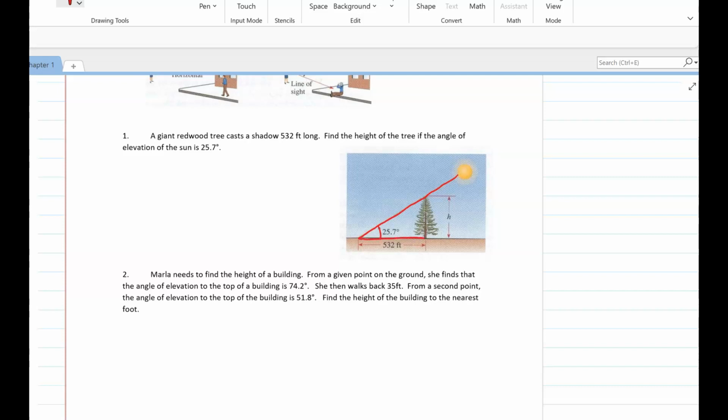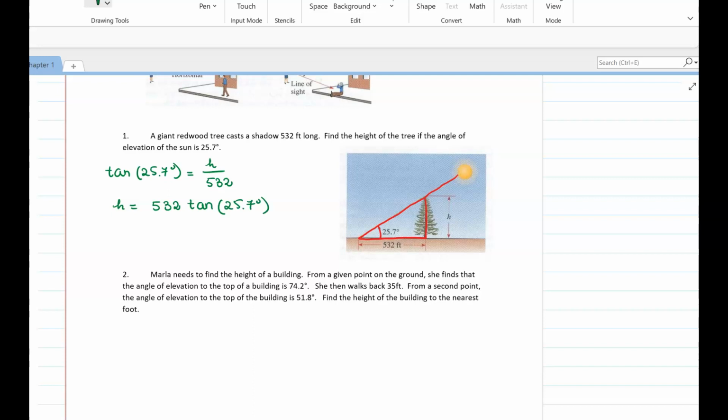We make a triangle that involves the height of the tree, the distance of the shadow of the tree, and the hypotenuse, which is the ray of sunshine. So here we can see that tangent of 25.7 degrees is equal to the opposite divided by the adjacent, that is 532 feet. So h equals 532 times tangent of 25.7 degrees.